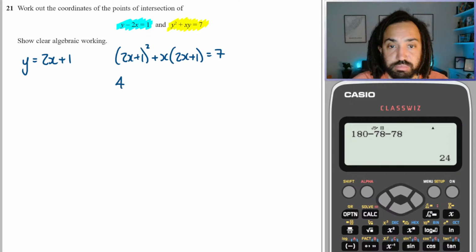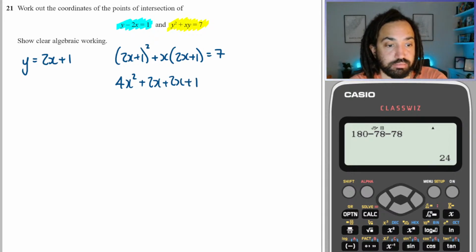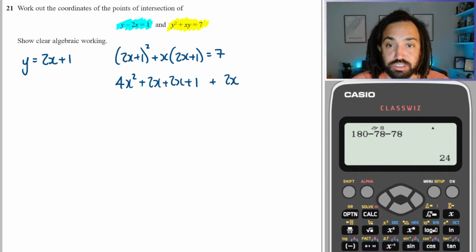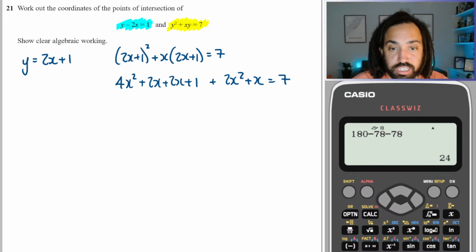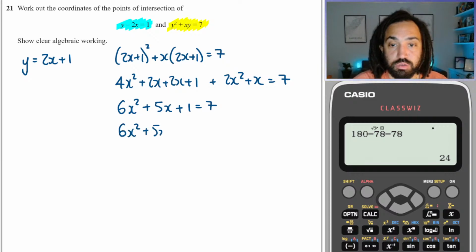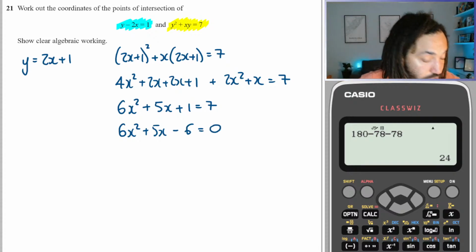Okay, so that gives me 4x squared plus 2x plus 2x plus 1 when I expand out that double bracket. And then I'm going to get 2x squared plus x as well, and that's equal to 7. Okay, so that's going to give me 6x squared plus 5x plus 1 equals 7. And then what I'm going to do is move it all over to one side like so. So I should get that.